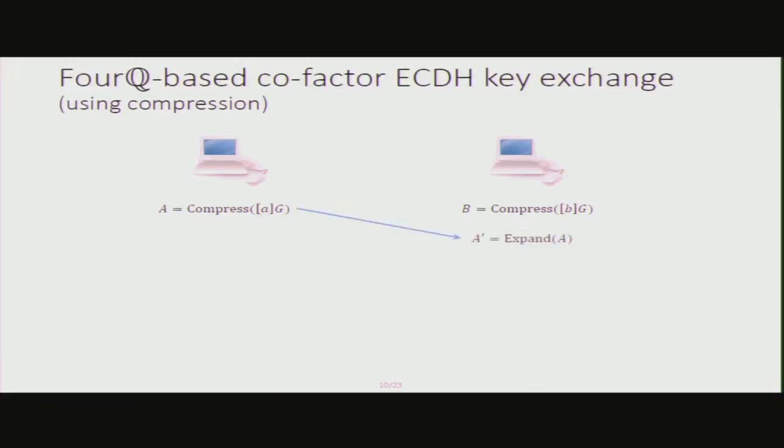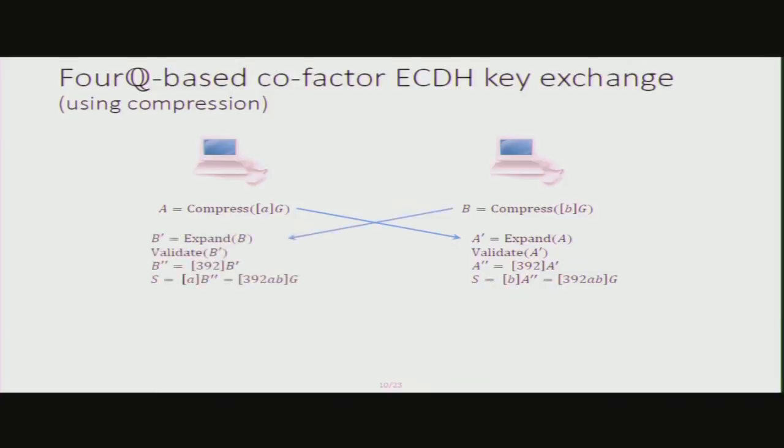You pass the value, you have to decompress it, and you have to perform a validation to make sure that the value is on the curve. Now here is the cofactor part. You have to compute 392 times the validated value. And this computation consists of actually 8 doublings and 2 additions. And then the final computation to get to the supposedly shared secret. On the other side, you perform roughly the same operations, and hopefully you get to the same shared value.